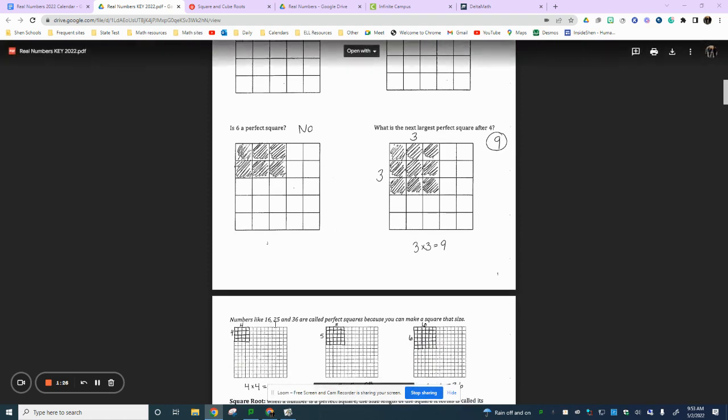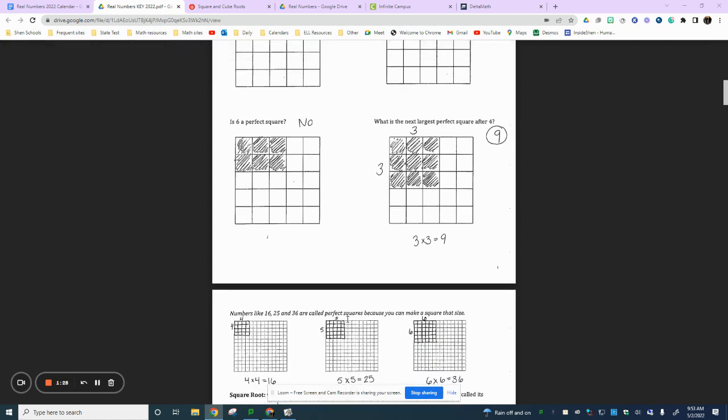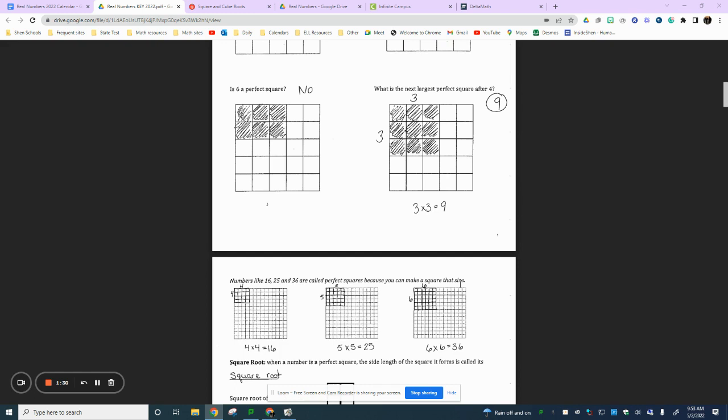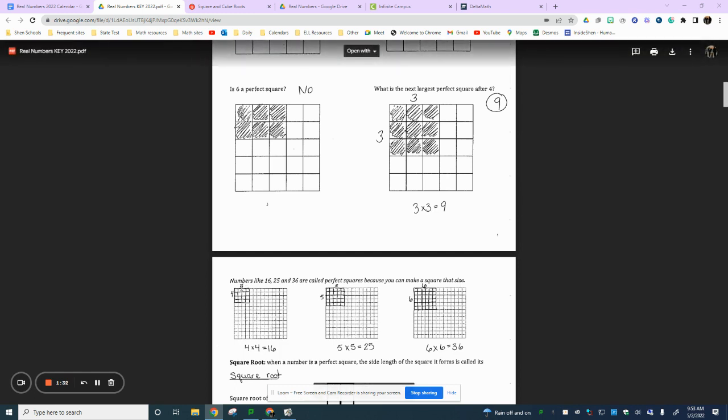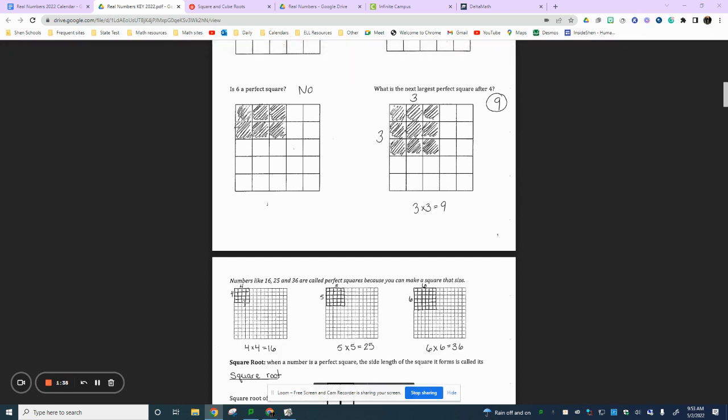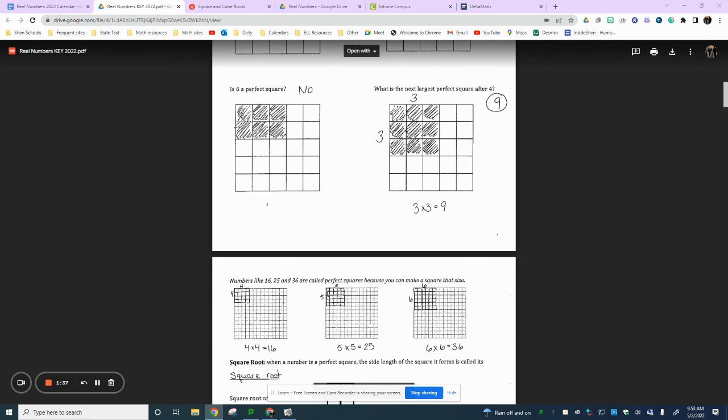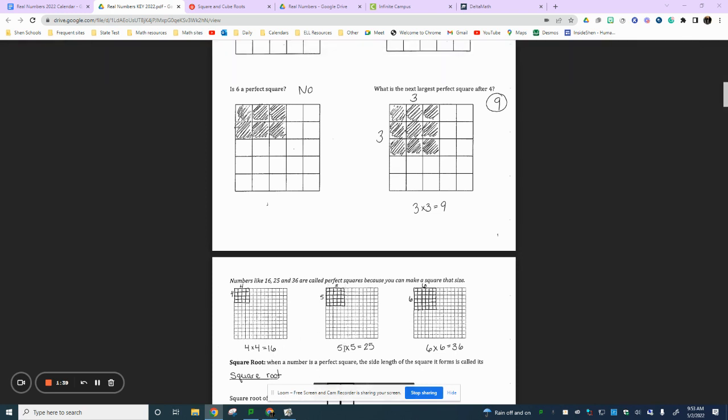So numbers like 16, 25, and 36 are called perfect squares because you can make that square size. So a 4 by 4 grid will be 16 units. So 16 is a perfect square. A 5 by 5 square would be 25, and a 6 by 6 would be 36.